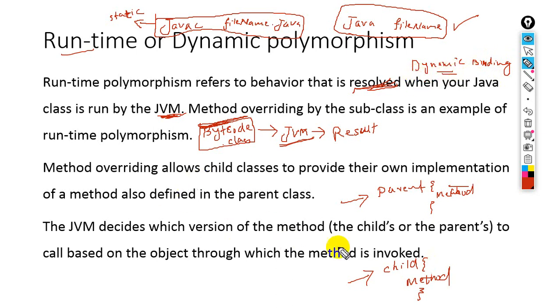Okay, so next, the JVM decides which version of the method, the child's or the parent's, to call based on the object through which the method is invoked.